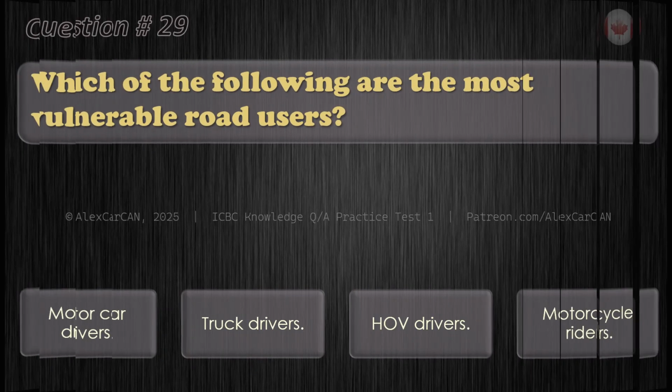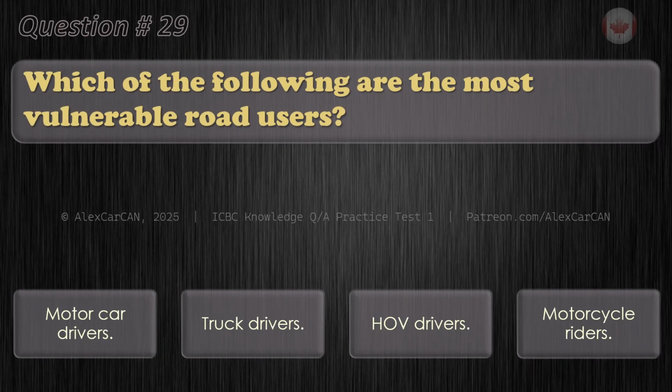Question number 29. Which of the following are the most vulnerable road users? Motor car drivers, truck drivers, HOV drivers, motorcycle riders. The correct answer is motorcycle riders.